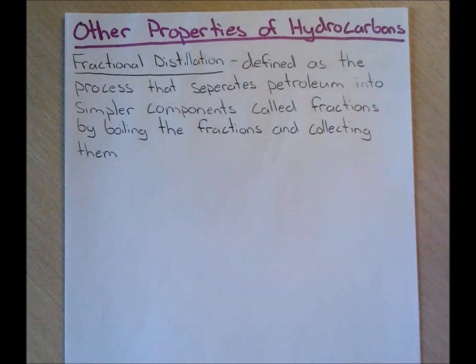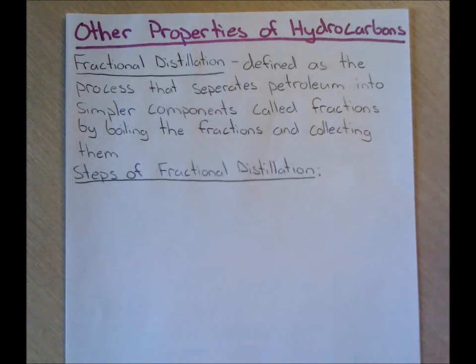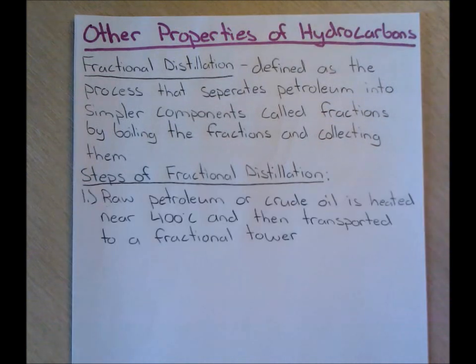The first step is that the raw petroleum, or what we call crude oil, is heated in that large tank to almost 400 degrees Celsius and then transported to that small, skinny, tall tower known as a fractioning tower. Once inside that fractioning tower, the crude oil is cooled and then separated by the molar mass and boiling points.